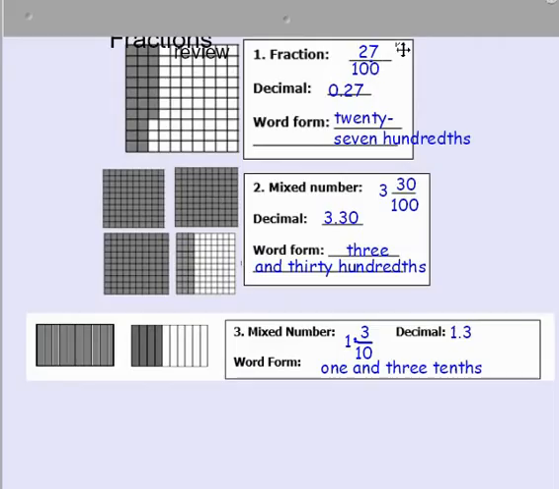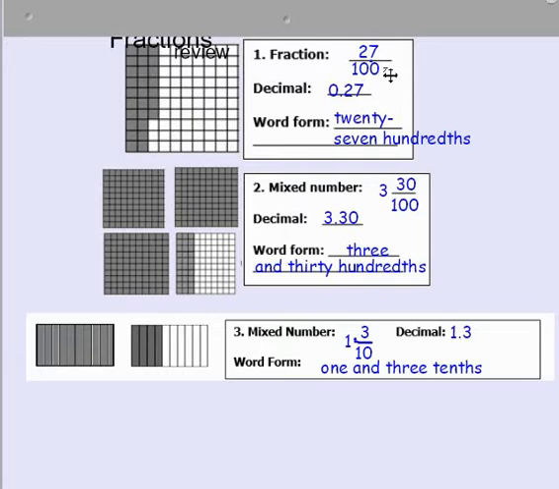Let's look at a couple different ways that we can write or represent these numbers. First of all, we can write them as a fraction with a numerator and denominator. We can take that fraction and write it as a decimal. We can use a decimal grid or picture to represent a number, and then we can also say that in word form. So in this particular case, we have 27 shaded out of 100 total. So as a fraction, we write that as 27 hundredths.